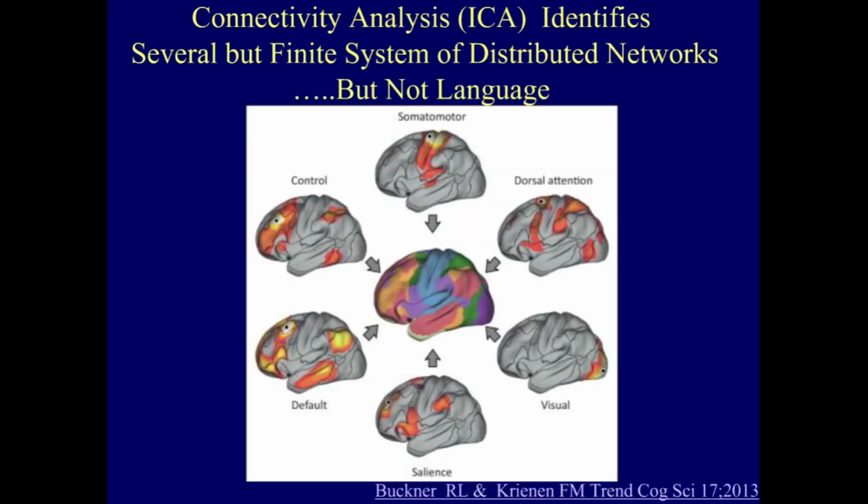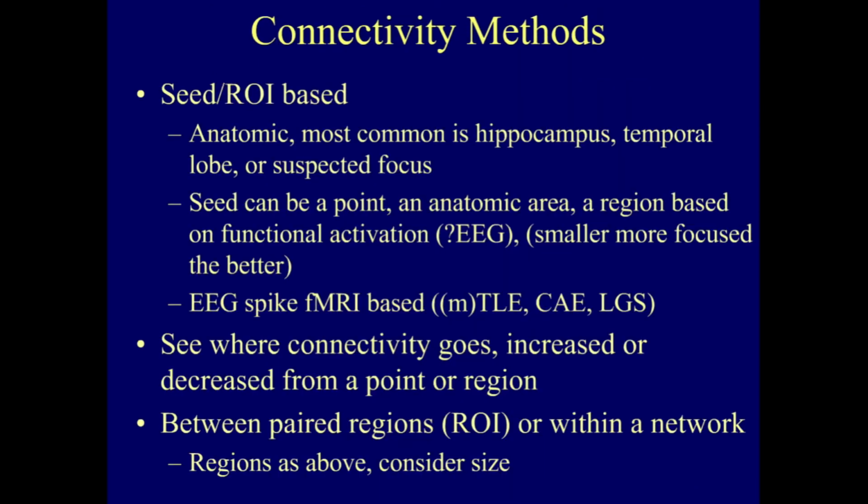Connectivity analysis using independent component analysis or principal component analysis can identify several but finite systems of distributed networks, and those are shown here, but they do not show language, which is intriguing. So often in resting state studies, you are looking to identify the various networks at play, and then to look at their graph theory metrics to determine to what extent they have been perturbed or not perturbed by the disease and how they may be altered.